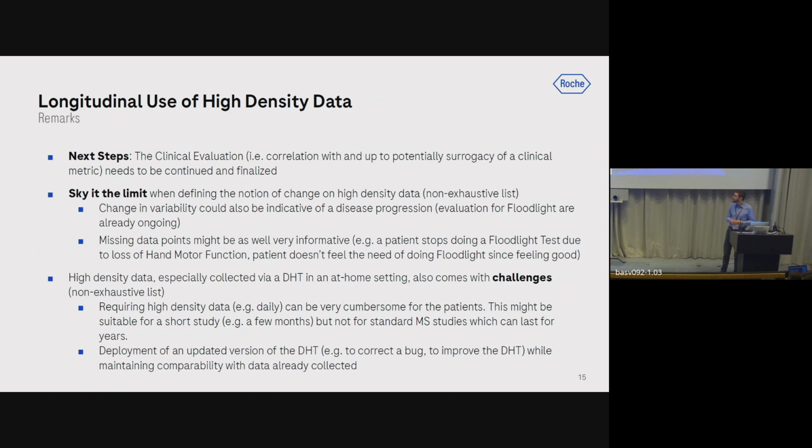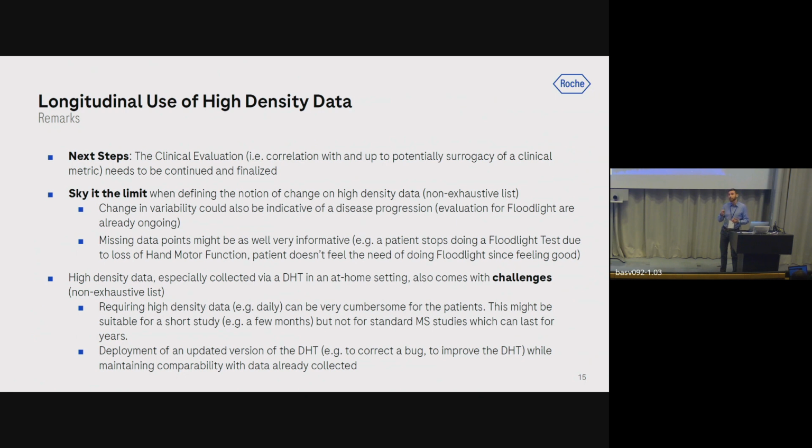And then the last one, which I think is interesting because it's also one of the assets of the DHT. It's continuously evolving. It's getting better. You have new versions, potentially also correcting some bugs. But all of these new versions that you would deploy, well, if you think about the longitudinal use, you need to be sure that this new deployment is not harming your longitudinal use.